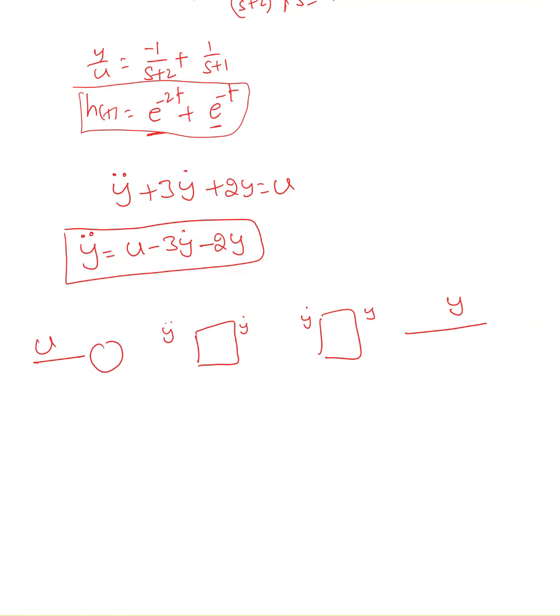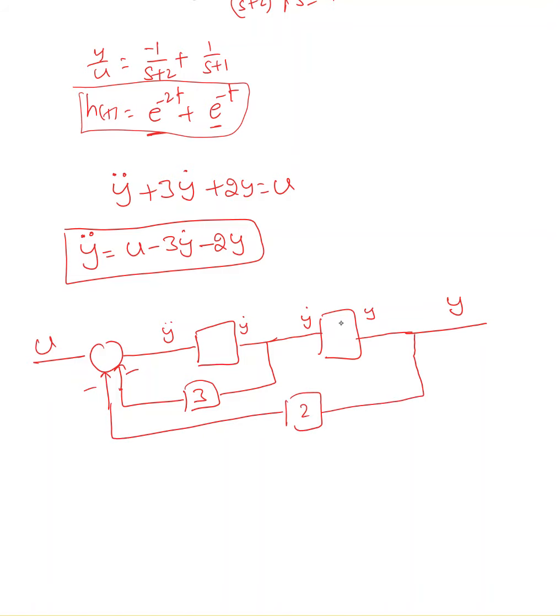To get y double dot, you have to have u coming in, minus 3y dot. So y dot is right here, and it's going to be minus 3y dot, and minus 2y, where y is right there. Basically this is an integrator, and that's another integrator. This is the simulation diagram.